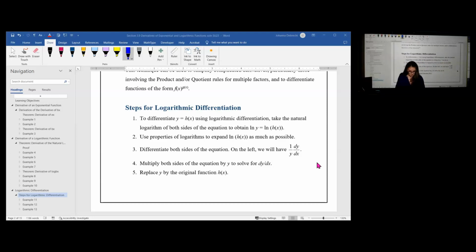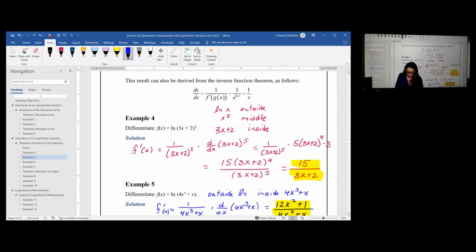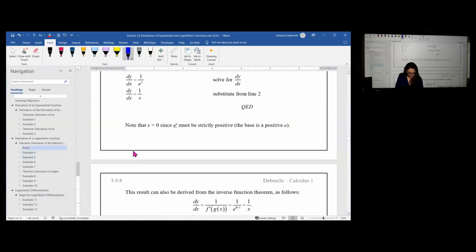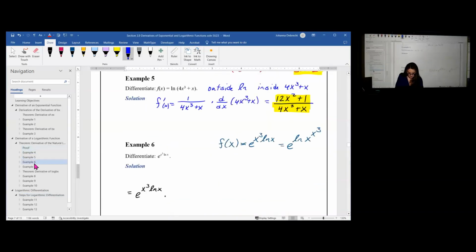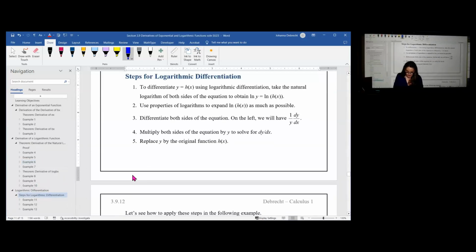Let's go back to the problem we did earlier and pull that problem down here as an example. I'm trying to remember where it was. 6. Yes, there it is. y equals x to the x cubed. Let's write that over here.